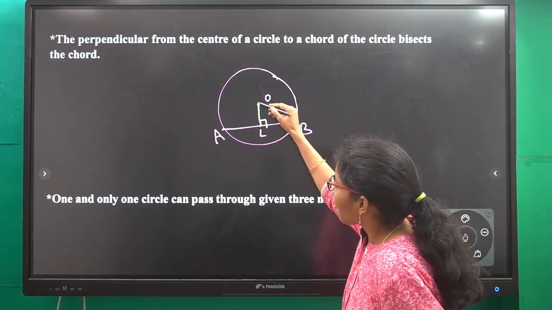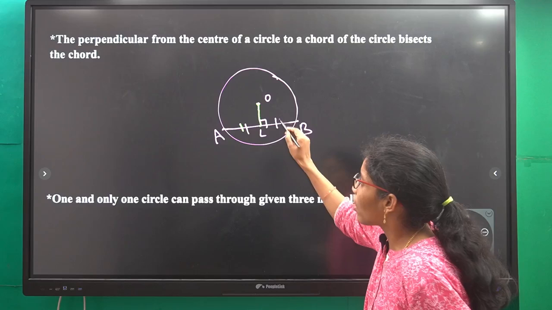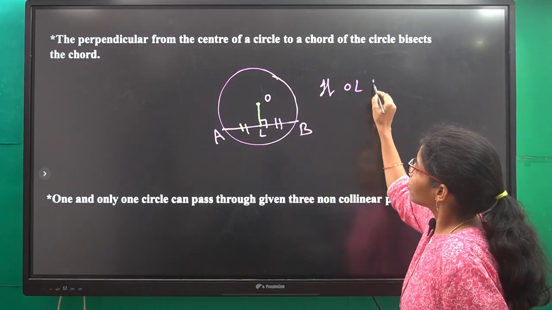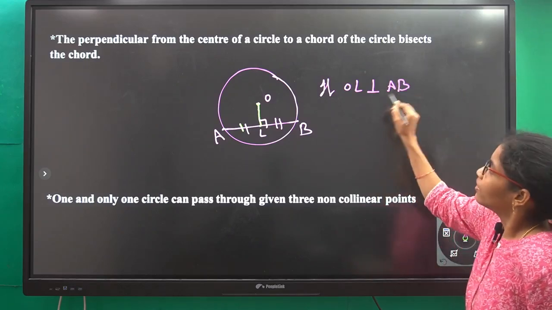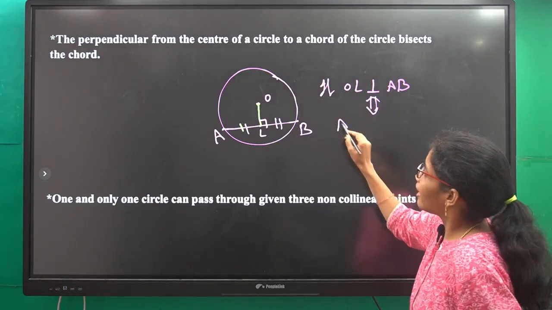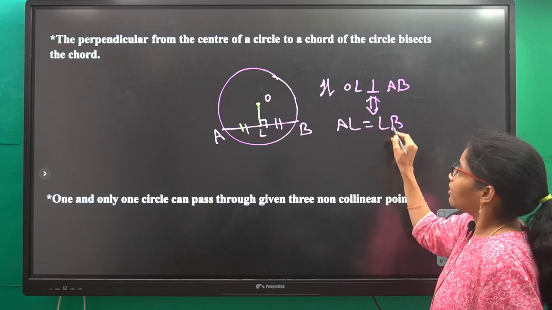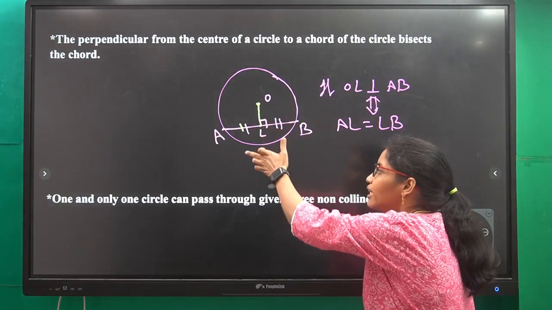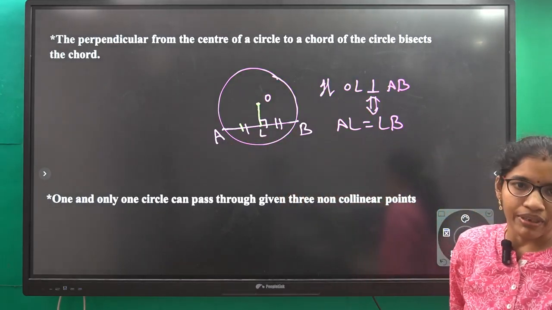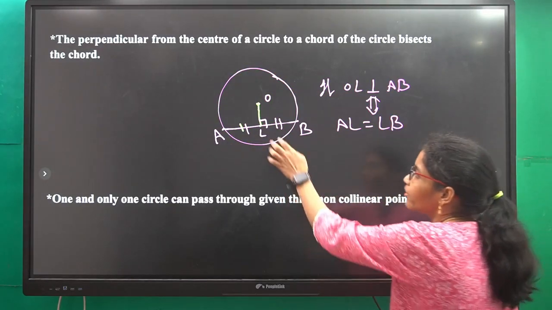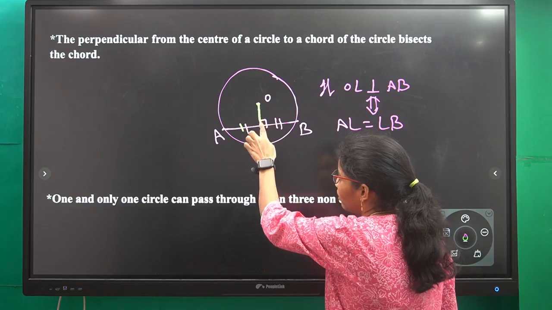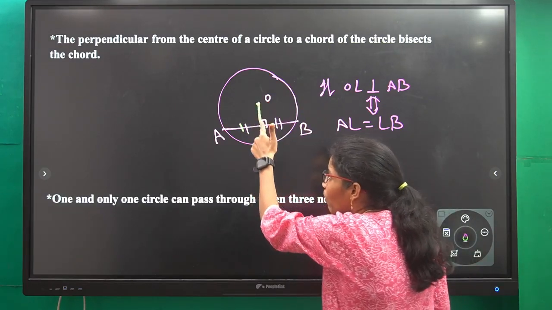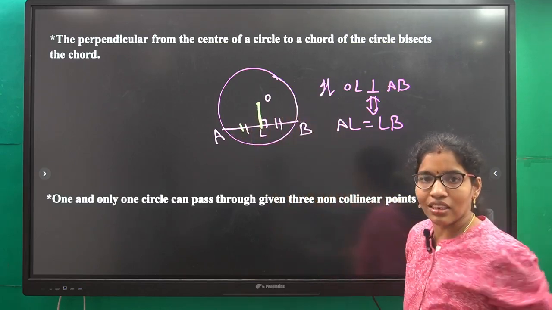That means this perpendicular bisects the chord. If OL is perpendicular to AB, then what can you say? AL equals LB. Clear? Same thing, if AL equals LB, then OL is obviously perpendicular to AB. Clear this one? Whenever you take a perpendicular from the center to the chord, this perpendicular always bisects the chord, which is nothing but what?